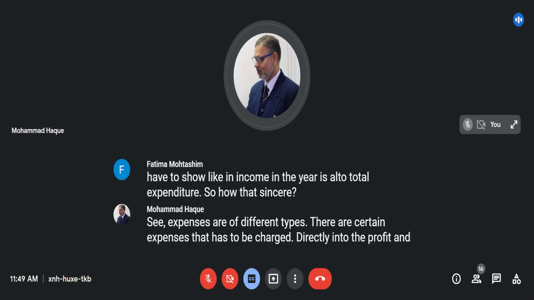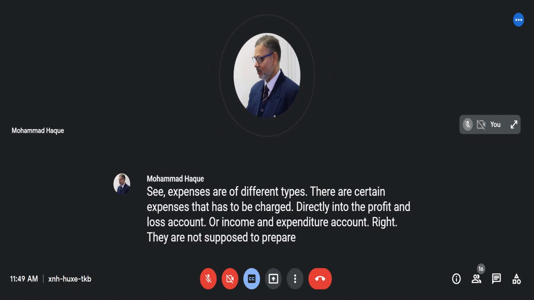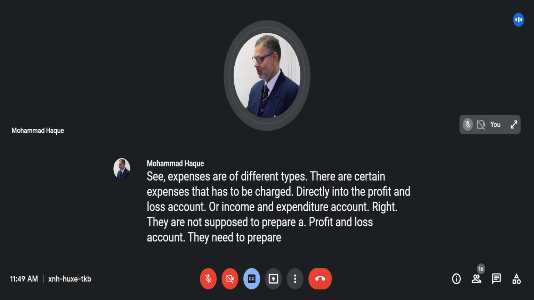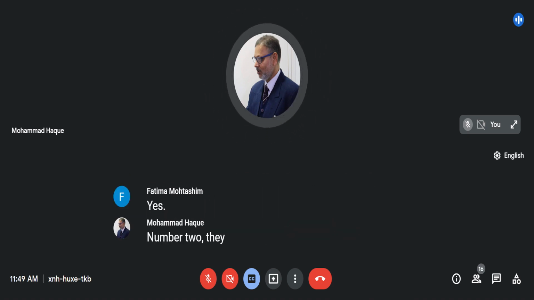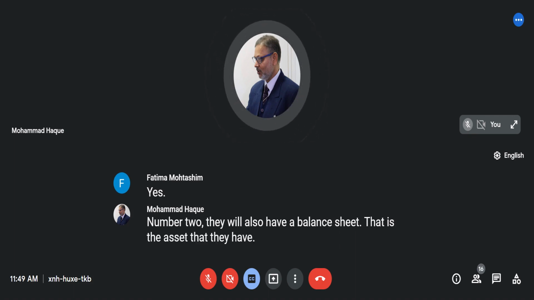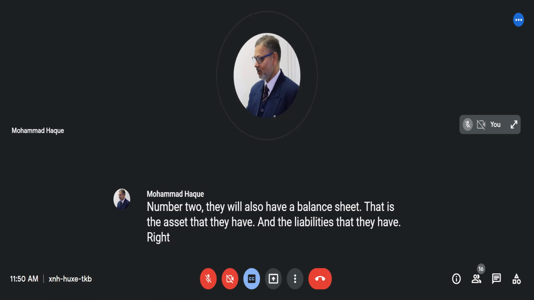They are not supposed to prepare a profit and loss account. They need to prepare an income and expenditure account. Number one, right? Number two, they will also have a balance sheet. That is the asset that they have and the liabilities that they have, right?